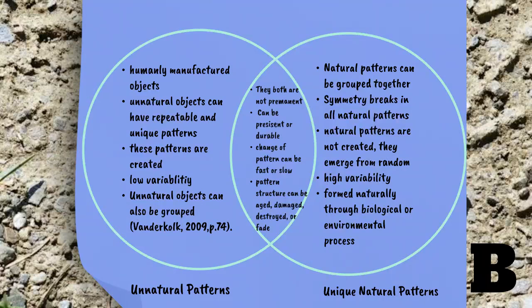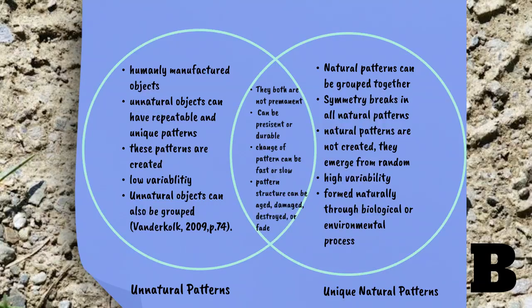Now, let's take a look at unnatural patterns and unique natural patterns. Unnatural patterns are humanly manufactured objects. They're not made from the earth. These are objects that have been created by someone else, and they have a low variability, because although unnatural objects can be grouped, unnatural products or patterns can lack different things.